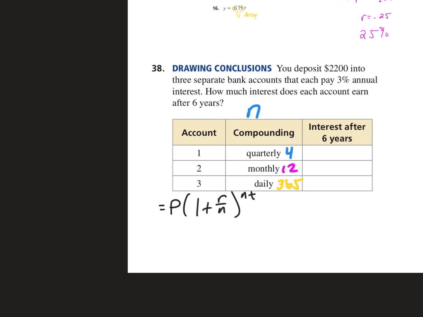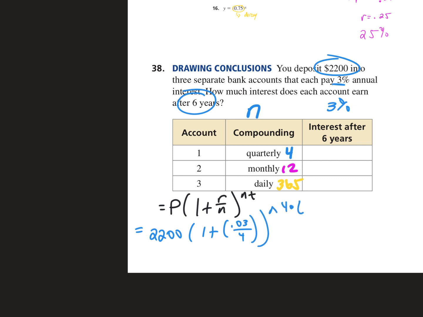So let's do blue first. What is the initial amount that I invested? How much did I put in the account? $2,200. Okay, so $2,200. 1 plus, what is the interest rate? 3%. How do I write that as a decimal? Perfect. 0.03 divided by, in account 1, what's our n value? 4, good. And then I'm going to raise it to the n times t. Well, how many years are we talking about? 6. So we're going to raise it to the 4 times 6.